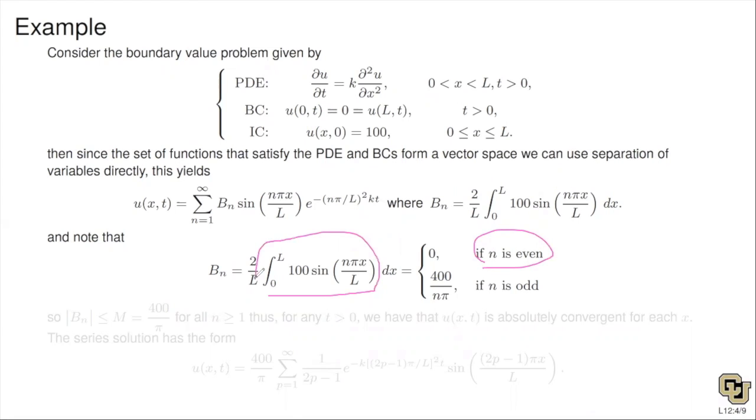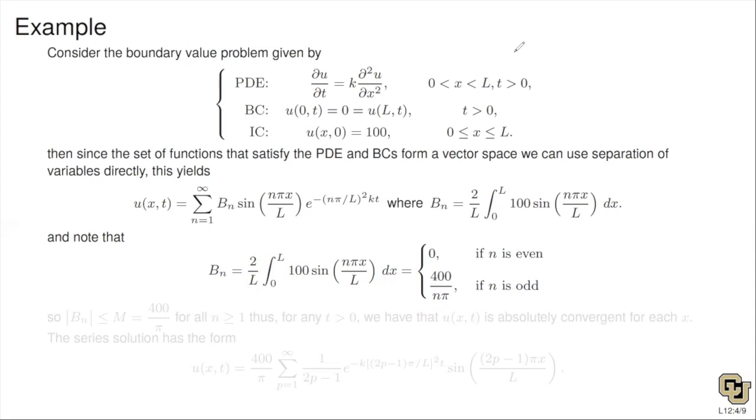It's not difficult. Here, this is just a constant, so you can integrate it directly. No tricks necessary. If n is even, the terms cancel out. If n is odd, the terms double up. Don't forget there's a 100 here, which you pull out. 2 times 100 is 200, and when n is odd, things double up, so the 200 times 2 is 400. The n pi comes from the integration, because the antiderivative of sine n pi x over L is negative L over n pi cosine n pi x over L, and that's why the L's cancel.